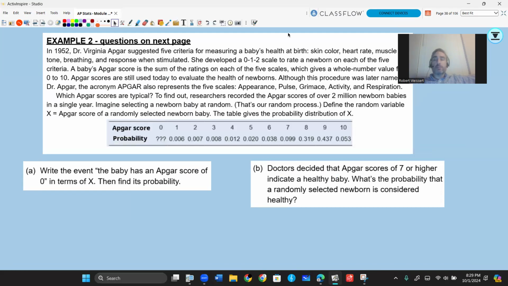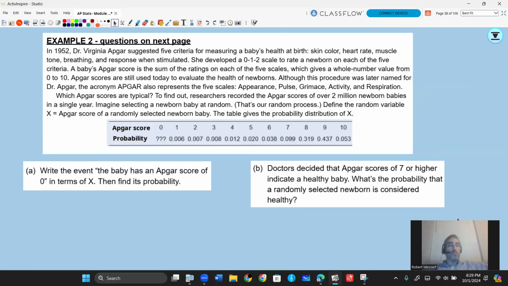So let's look at how to get that. I'm going to actually go back and show you how to do that in the previous problem.